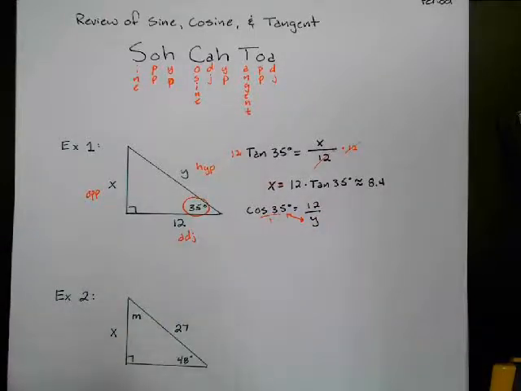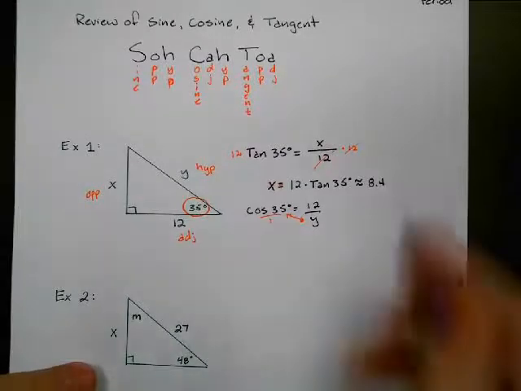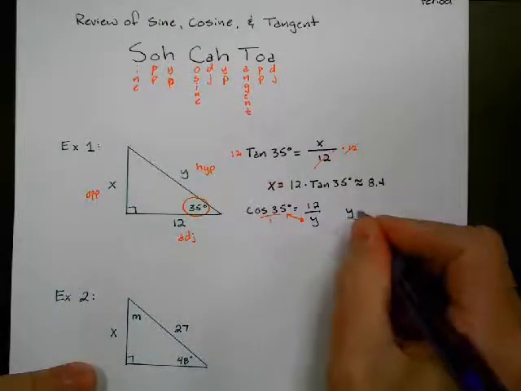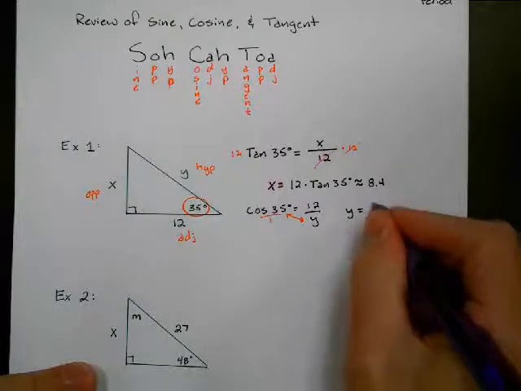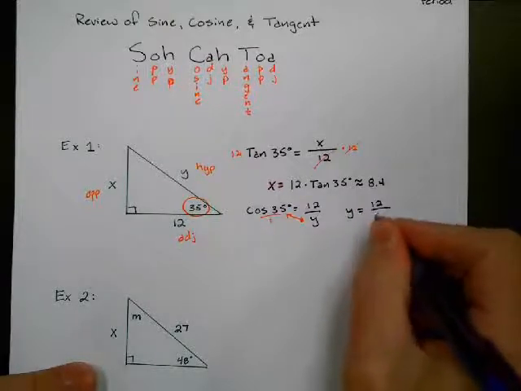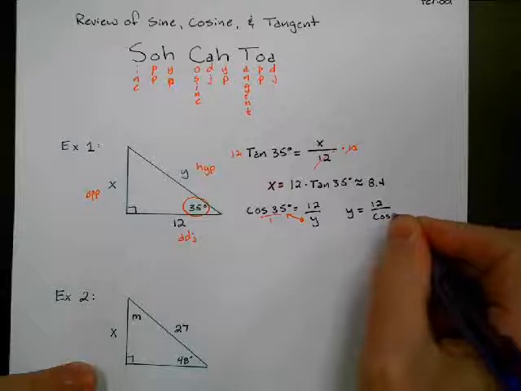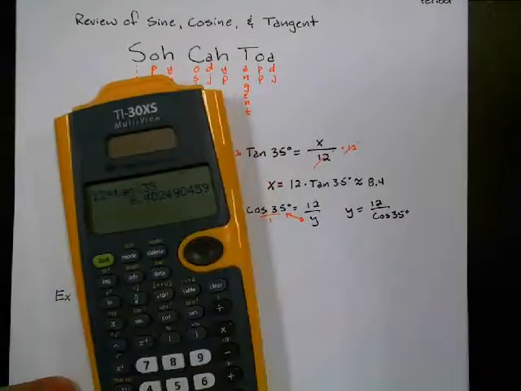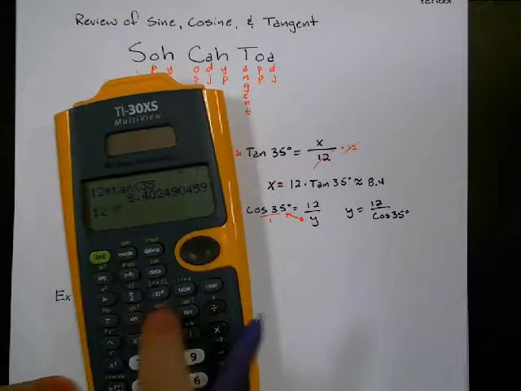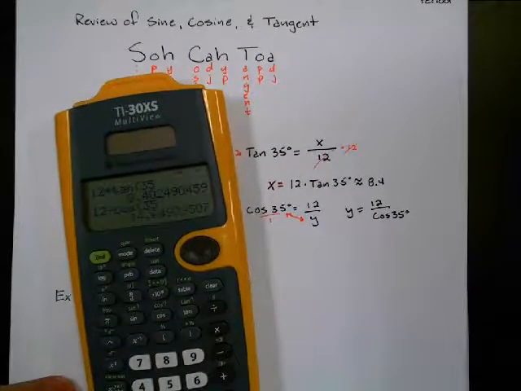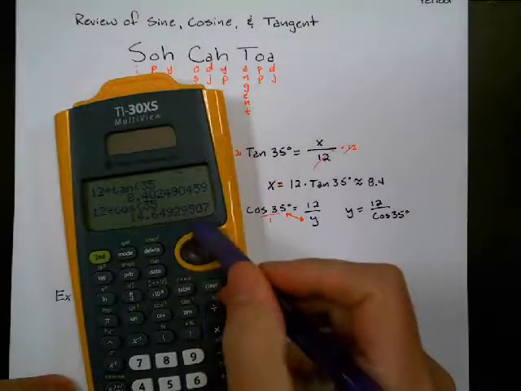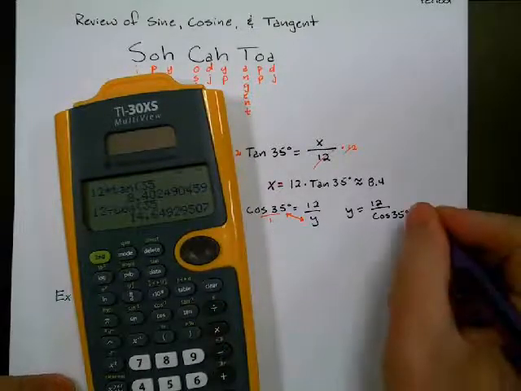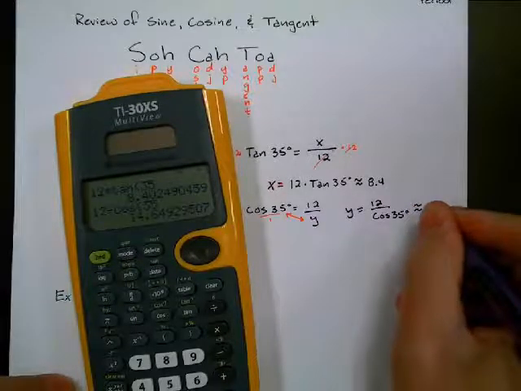And that's the bell. It's all right, I got a little bit more time. So y is equal to 12 divided by the cosine of 35 degrees. And just plug that into your calculator: 12 divided by cosine 35 is 14.64929507. Let's just go with 14.6. So this is approximately 14.6. Done.